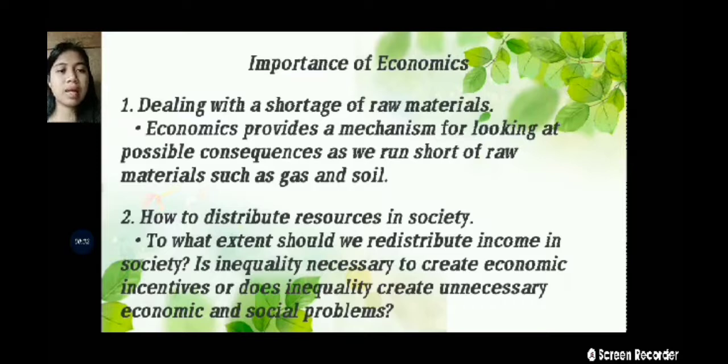To what extent should we redistribute income in society? The redistribution of income might achieve not only greater equality, but also faster growth and, for developing economies, faster poverty reduction. Is inequality necessary to create economic incentives, or does inequality create unnecessary economic and social problems? Economic inequality is the unequal distribution of income and opportunity between different groups in society. It is a concern in almost all countries.